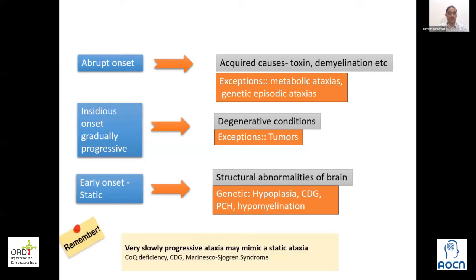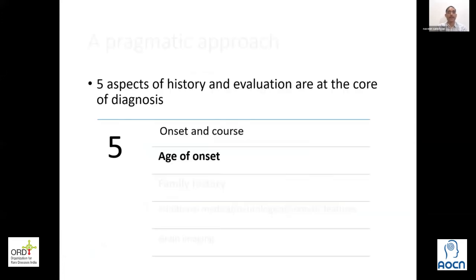From a clinical perspective, it is important to remember that very slowly progressive ataxias may mimic static ataxias if you don't observe the child for long, plus the developmental gain of cerebellar functions may outpace the degeneration. So this is seen in CoQ deficiency or congenital disorders of glycosylation, certain variants.